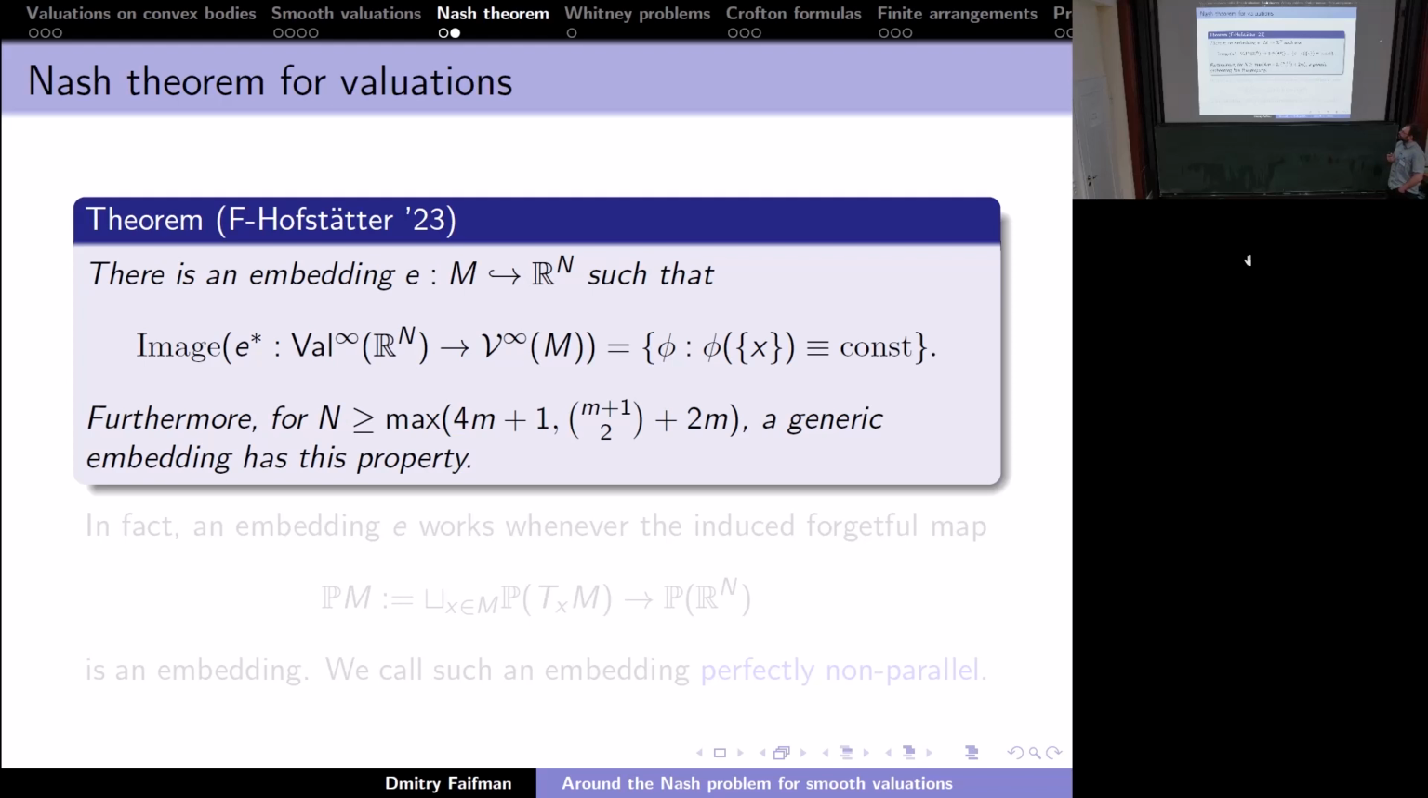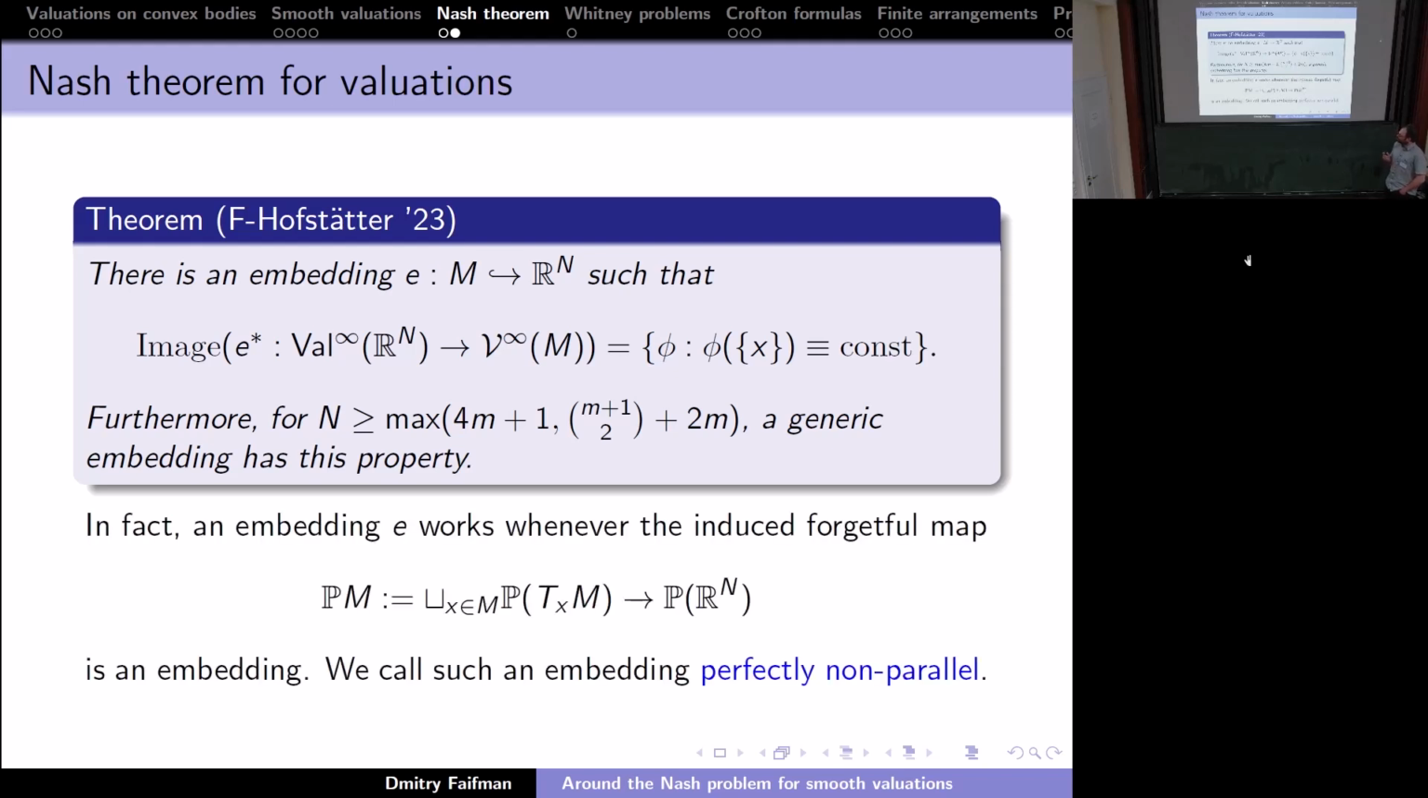Okay, so moreover, a generic embedding into a linear space, which has sufficiently large dimension, will do. So this is my claim of relevance of this stuff to this workshop. The large dimension plays a role.